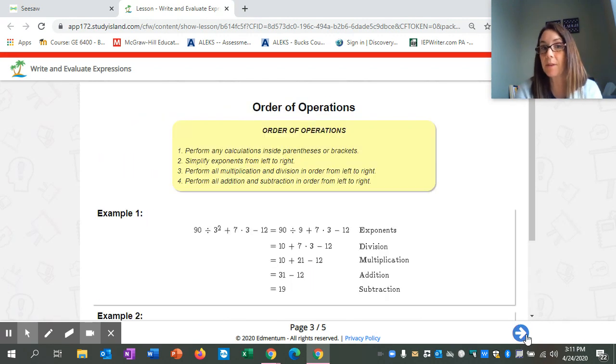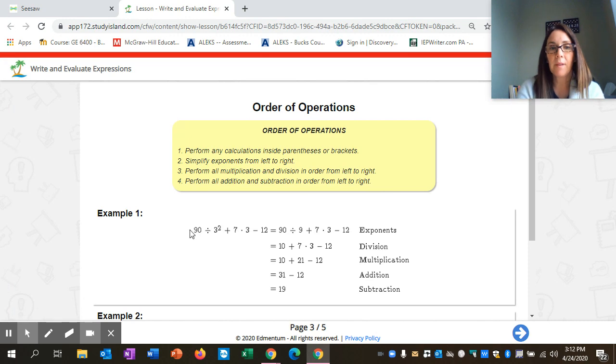Now, we always have to remember the order of operations, PEMDAS. Perform any calculations inside parentheses or brackets first. That's the P. E, simplify exponents from left to right. M and D, perform all multiplication and division in order from left to right. And then finally, the A and the S, perform all addition and subtraction in order from left to right.